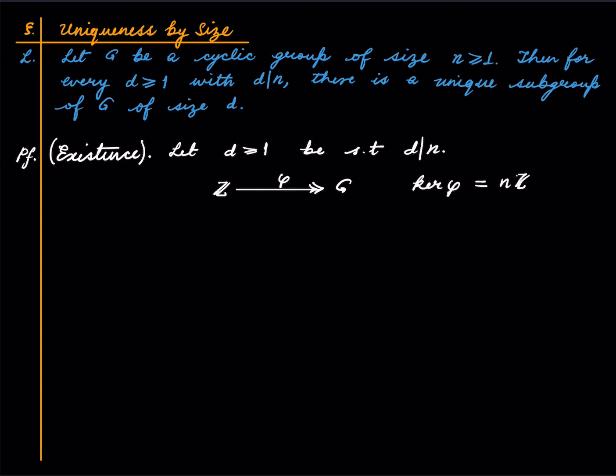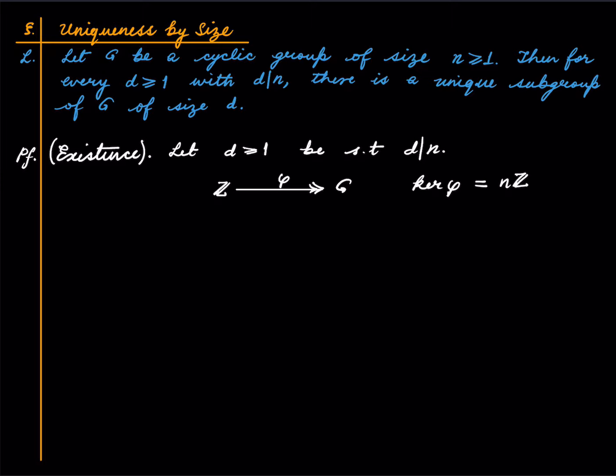So let me argue that. Why is that? Because the first isomorphism theorem says that we have this isomorphism, Z mod kernel phi isomorphic to G. G has size n, so this must also have size n. And it follows that this must then be nZ. So we deduce that.